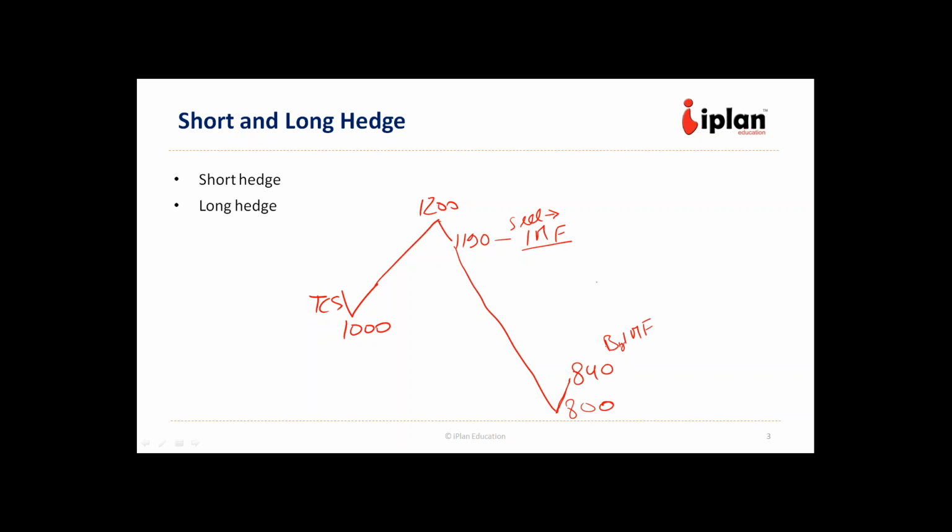You're selling and buying at a cheaper price. So 1190 you sold, 840 you buy and close the future contract position. You make a profit of a lump sum. How much? 250, if I'm right. So you make a profit of 250.